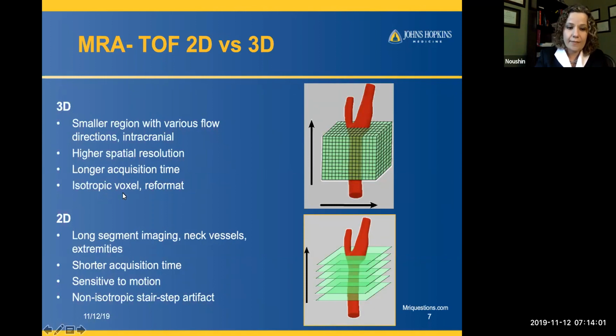And then again, as we said before, we have an isotropic voxel, so we can reformat it coronal, sagittal, look at it at different planes. You can make MIPs or 3D volumetric images.